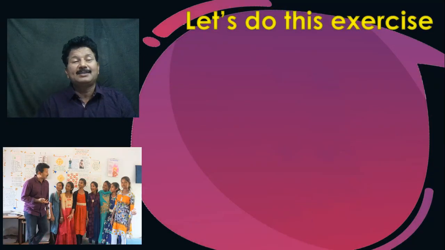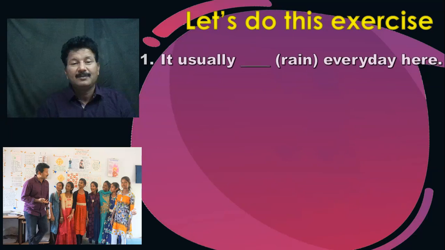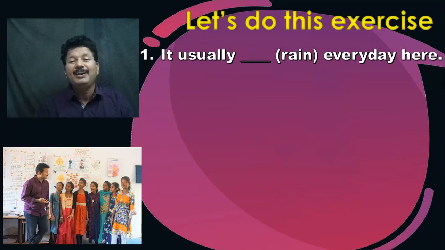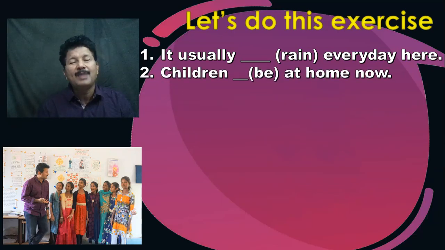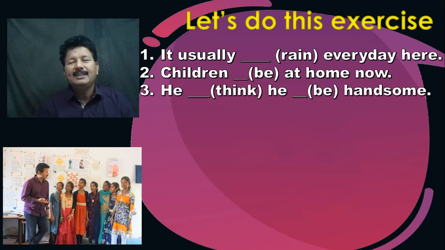Well, now let's do this exercise with simple present tense. It usually dash every day here. Can you guess? It usually rains. Children dash at home now. So now is the indicator, so children are at home. He think he dash handsome. So for he, it is subject plus V1 plus S. So he thinks he is handsome.